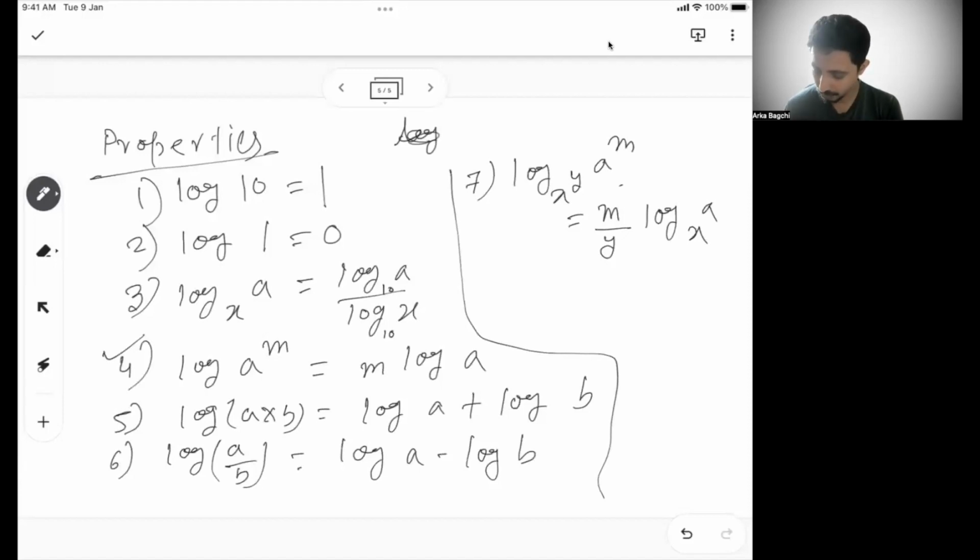So okay, this is one case. Now there is another. If I have log of a base x, I can write it as 1 by log of x base a. So this is one way of changing the number to the base and base to the number. This is an important formula. Now there are a few more formulas.